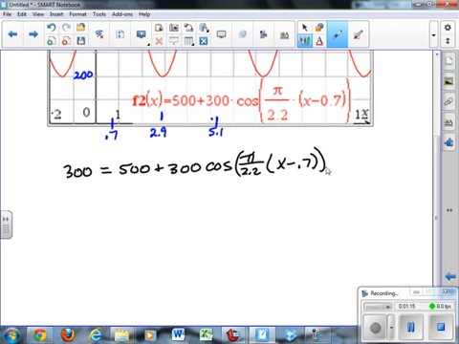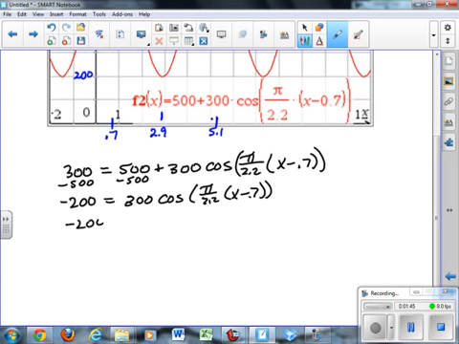So in order to solve this, the first thing I want to do is isolate my cosine function. So I'm going to subtract 500 and then divide by 300. So subtract 500 from both sides, and I'll have negative 200 is equal to 300 cosine of pi over 2.2 times x minus 0.7. Then divide by 300, and I'd have negative 200 over 300 is equal to cosine of pi over 2.2 times x minus 0.7. I could also reduce that to negative 2/3.